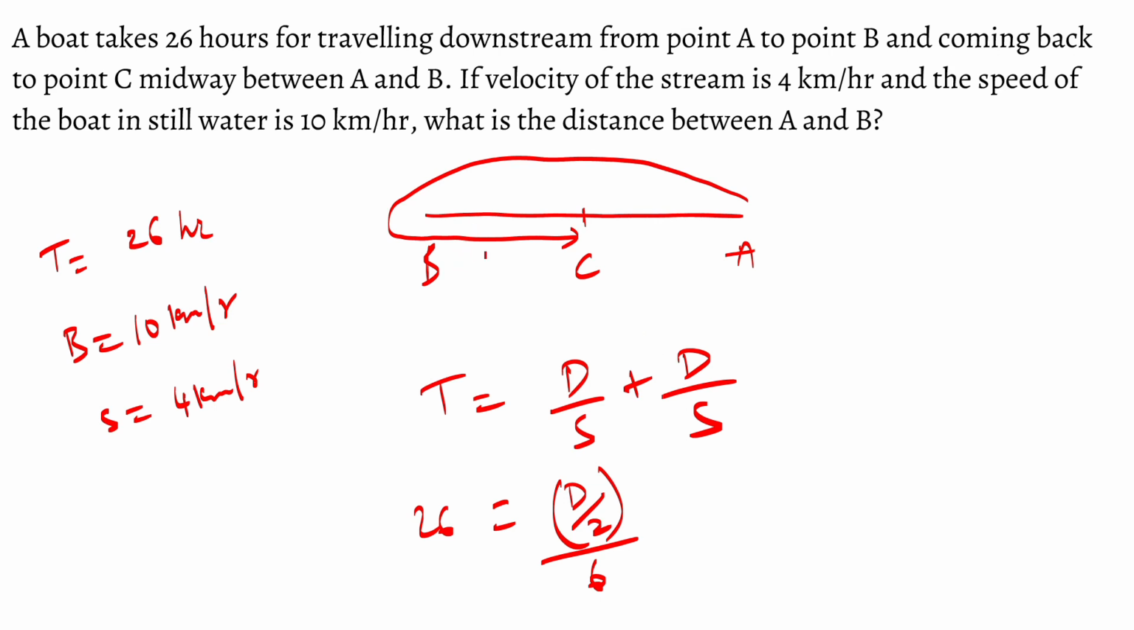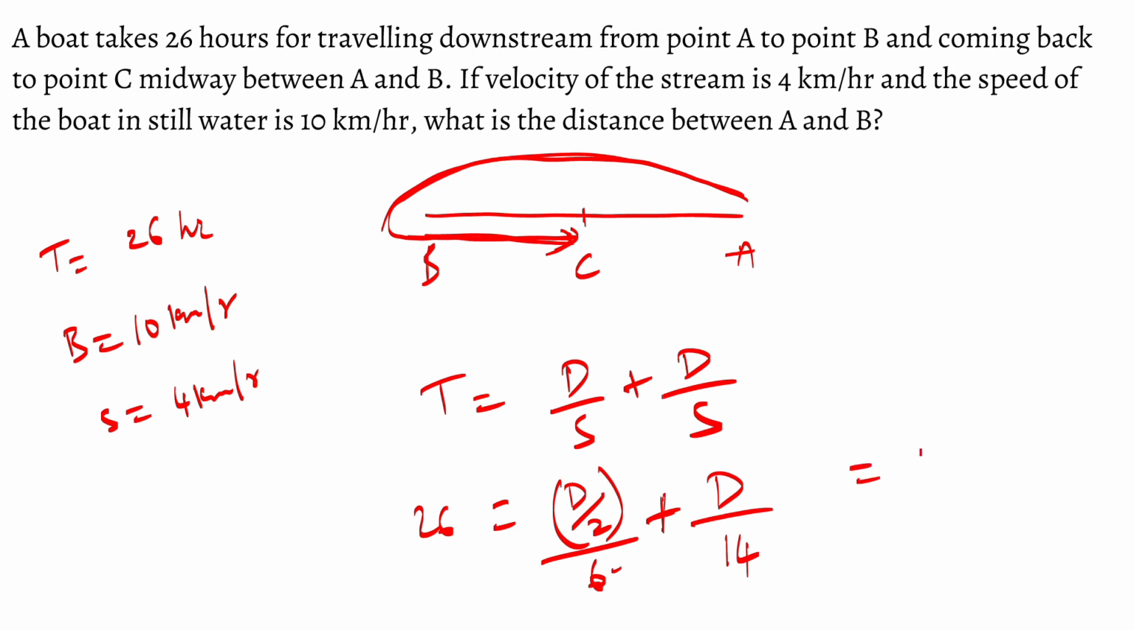Because in upstream the boat just traveled from B to C. In downstream it traveled the complete distance, from A to B, but in upstream it just traveled from B to C. So that's why half of the distance is calculated, but in the second case the complete distance is divided by the speed, that is 14. Why 14? We have to add, right? As the stream and the speed of the boat are in the same direction, we must add 10 plus 4. In the other case we must subtract, 10 minus 4.